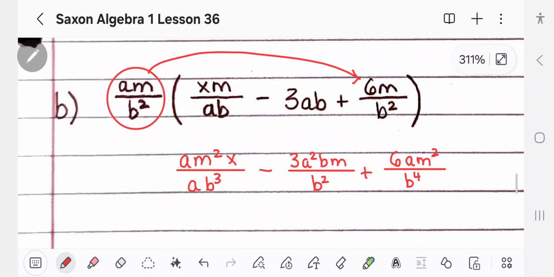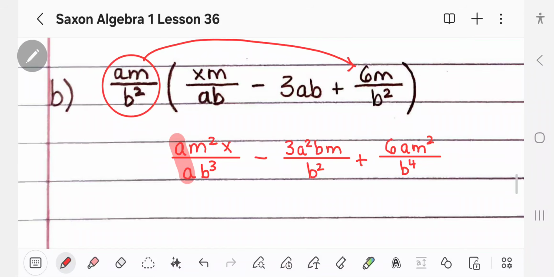Okay. Now I can start simplifying. I have an A and an A here. And if you divide the top and the bottom by A, those will cancel out. So you just have m squared x in the numerator and b cubed in the denominator. Minus, notice that we have a b here and we have a b squared here. That means that b in the numerator is going to cancel out. And you'll still have a b left down in the denominator. Plus, and we don't have anything that'll cancel here.